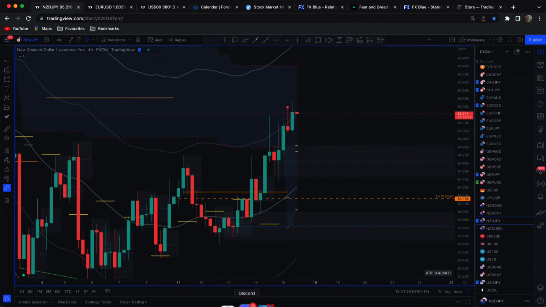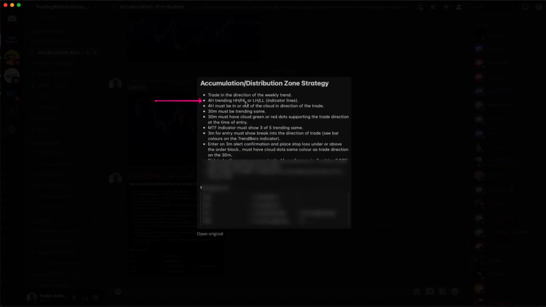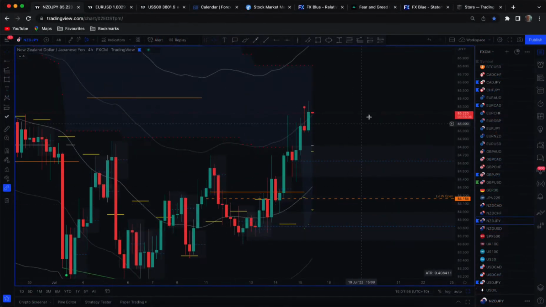Let's just go back out. The 4 hour should be trending, higher highs and higher lows, or lower highs and lower lows. It has to be trending in the same direction as the weekly trend, in this case bullish, so that's point number 2. The 4 hour is clearly trending up. We look at these lines. We've had a pullback, reversal, higher lows, higher highs, break of structure, clearly trending up, so that's a check.